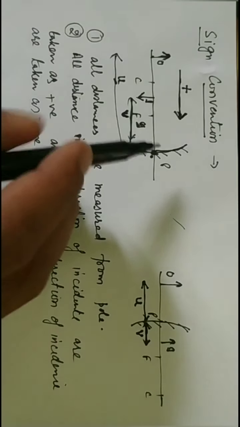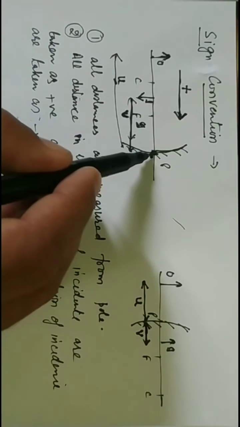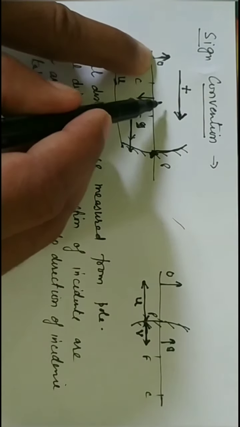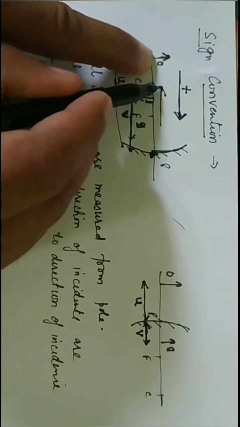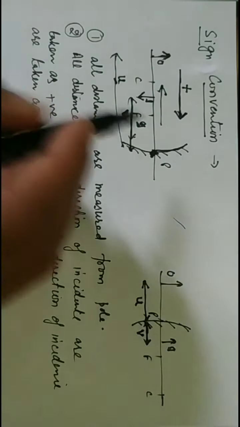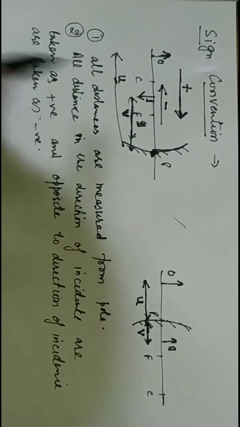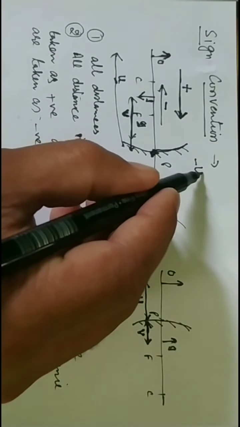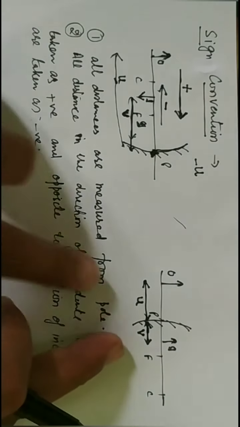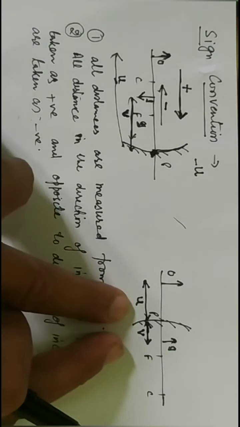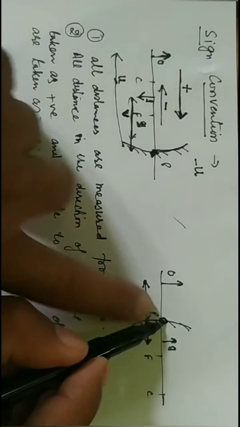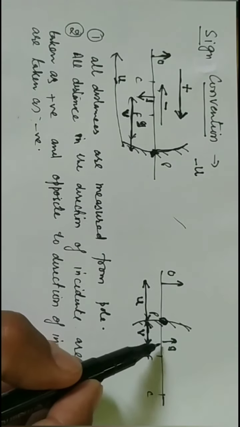So see here, you start your journey from the pole and you want to measure the distance of this object. So here you are moving in this direction. We know that when you are moving opposite to the direction of incidence, it is taken as negative. So this means here the object distance is minus u. Similarly, if you want to measure the image distance, you start your journey from P and you want to measure the distance of the image that is here.